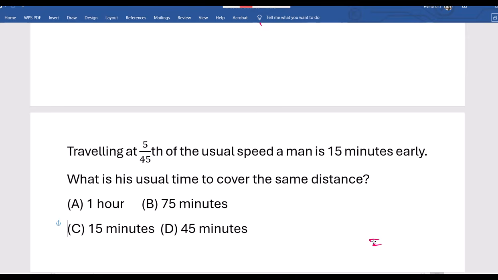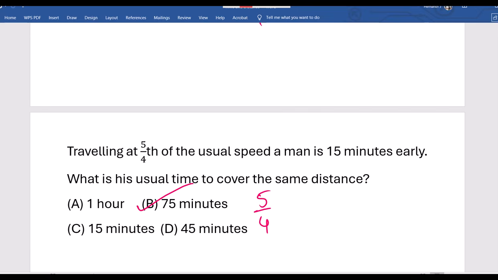What's your answer? Sir, 5 by 4 means timing will be 4 by 5. 4 by 5 can be written as T minus 1 by 5T. Minus means early. How much early? 1 by 5, and here it is 15 minutes. 5 into 15, 75 minutes is your answer. Speed is 5 by 4. When you have more speed, time taken should be less. 4 by 5 can be written as T minus, and minus means early. T is the normal time taken.